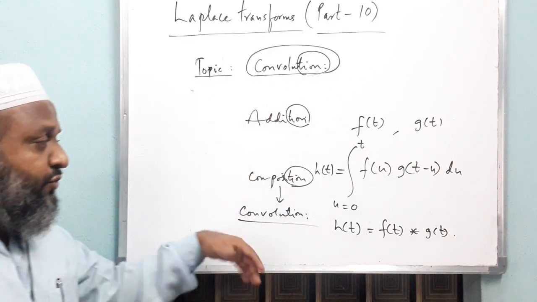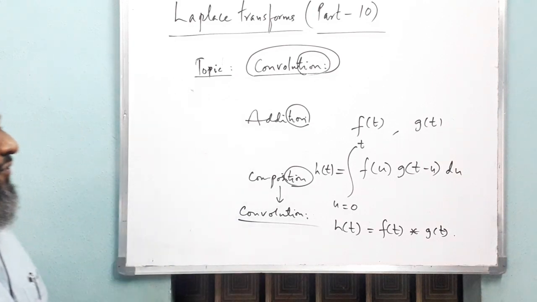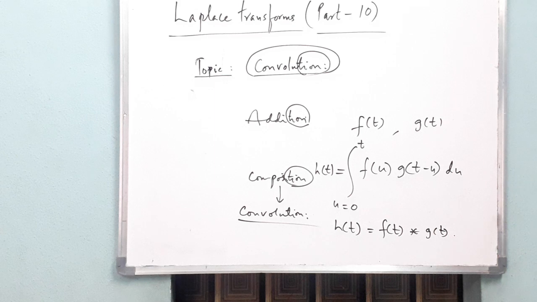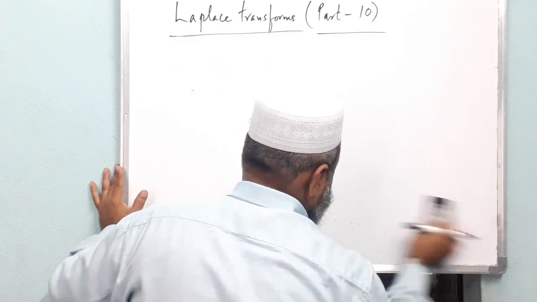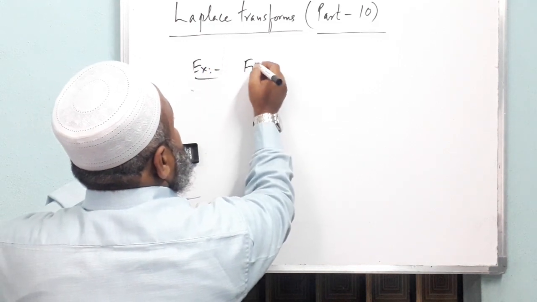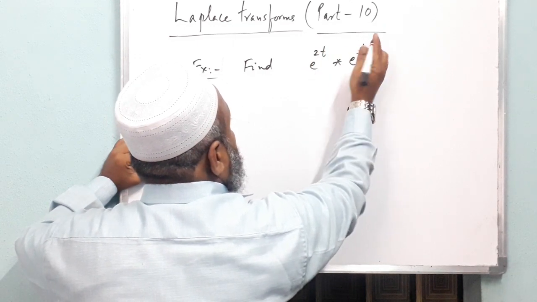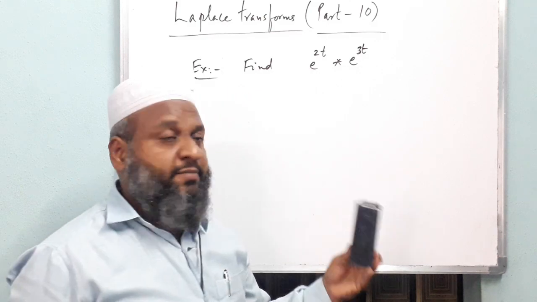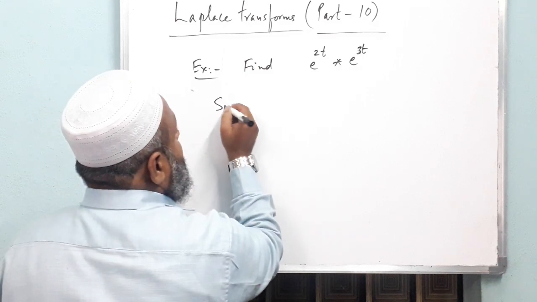Now let us do the convolution operation with some simple functions. You can take the screenshot if you want. For example, find e power 2t star e power 3t. I am not multiplying these two, I am not adding these two, I am not finding the composition of these two, I am finding the convolution of these two. So how do we do that?